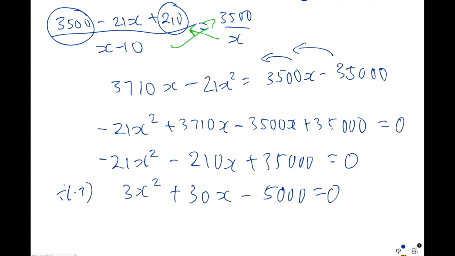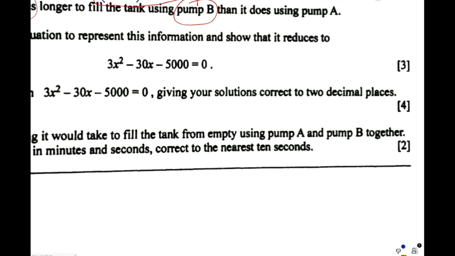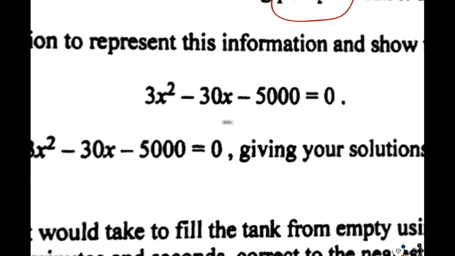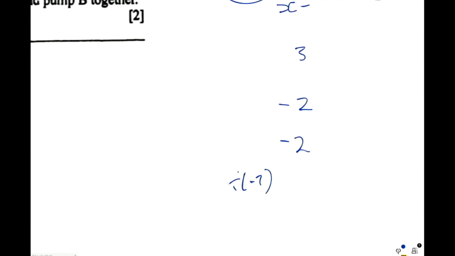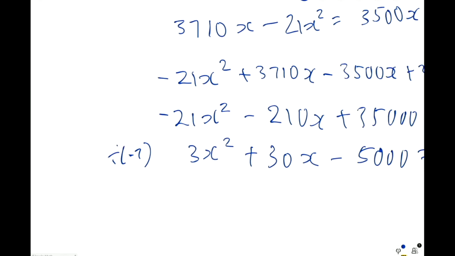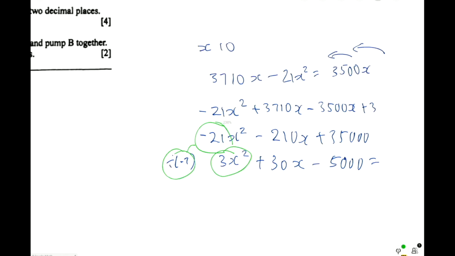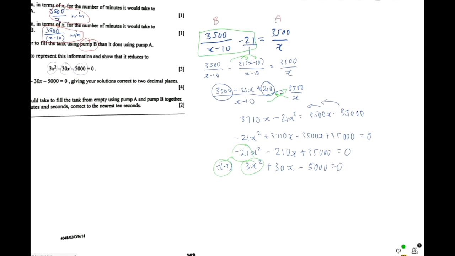Why do you divide it by 7? Divide by -7 because our question wants 5,000, right? So to get that number, 21 must divide by 7 to get 3. Oh, okay. Right, that's exactly what they want. Okay, so that's what they are looking for. Divide by 7 to get the 3. So once we get this, it's just shown.